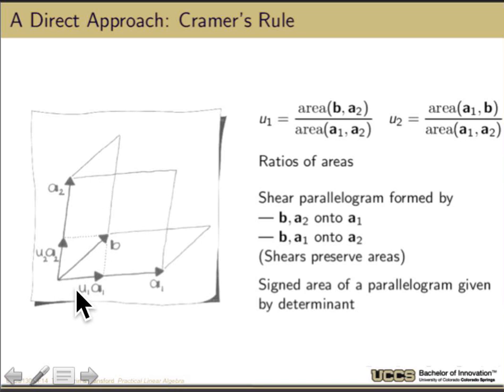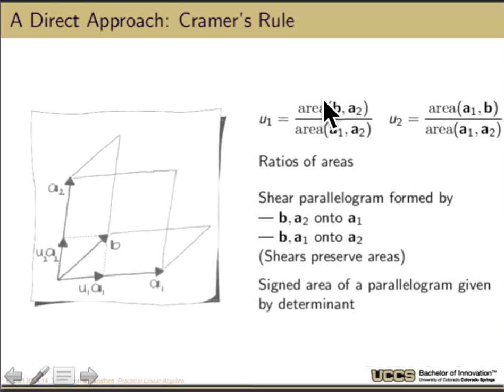So what we're looking at is this parallelogram divided by this parallelogram's area, and that gives us a factor that'll tell us the solution for U1, because U1 is the fraction we move in the A1 direction, and you can see that this area divided by that area is that scaled vector. It's the projection down to this direction for that area. That's the shear parallelogram, and for U2 we do something similar. We look at the parallelogram A1, B, divided by the area of A1, A2. And since shearing preserves areas, that gives us a formula for U1, U2, and a direct way of looking at that.